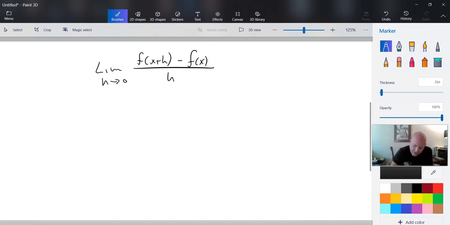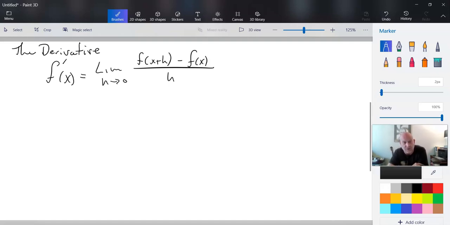Now, notation. If f is our function, the derivative would be written f prime, and that's how you say it. You say f prime of x is equal to the limit as h approaches 0 of f of x plus h minus f of x over h, right? So it's the limit of the difference quotient. Now, there are different notations for the derivative. They all have their place, but for the most part, they're pretty interchangeable.